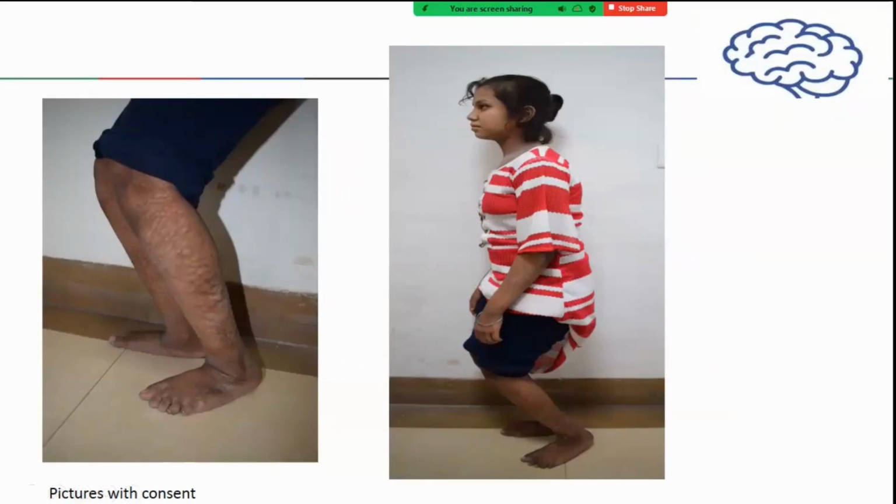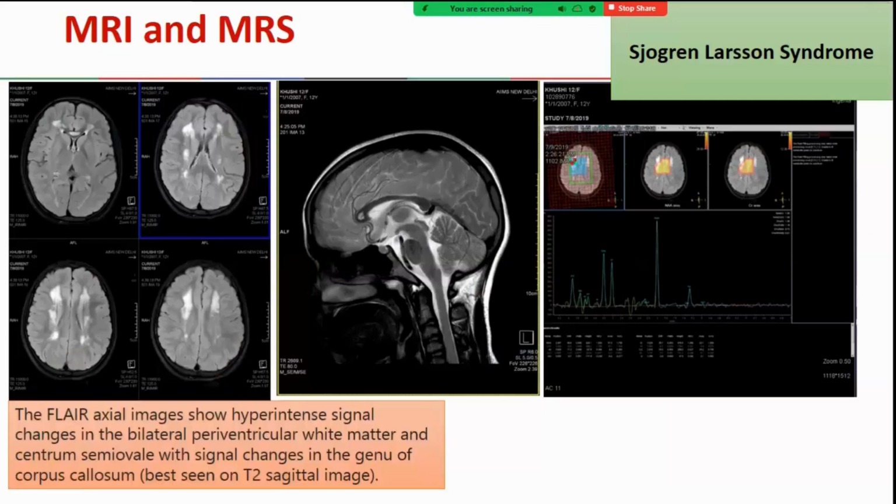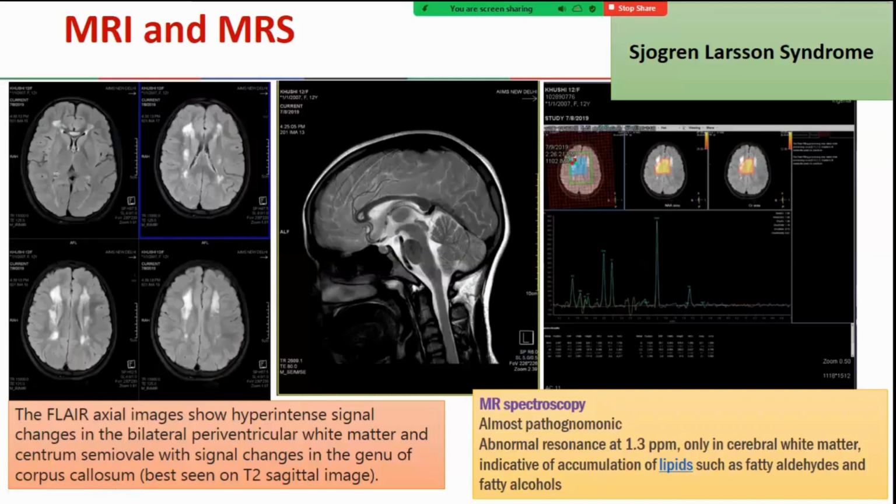Any clues? Yes. So this was a case of Sjogren-Larsen syndrome. And again, you can see the changes in the white matter, which you can see very clearly here. And then here MRS also helps, which is almost like pathognomonic. So you get abnormal peaks at a certain region, which is quite typical. And this is because of the accumulation of lipids such as fatty aldehydes and fatty alcohols.